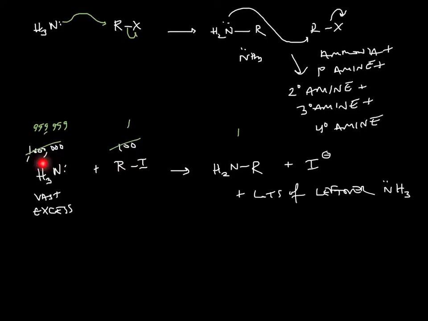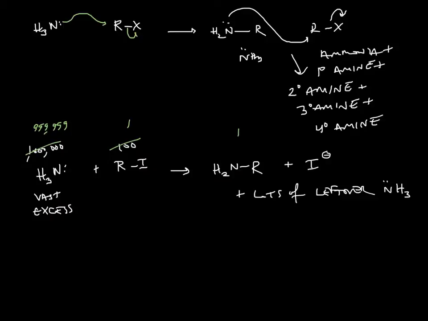Is it the 999,999 of these, or the one of those? While this would be a better nucleophile, this is what you would get a lot more reacting, just based on probability. So if you have an entirely enormous amount of ammonia left over, then just on probability, you'll end up making almost all primary amine with a lot of leftover ammonia.